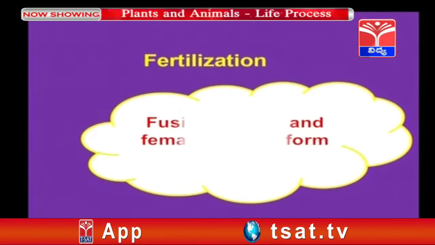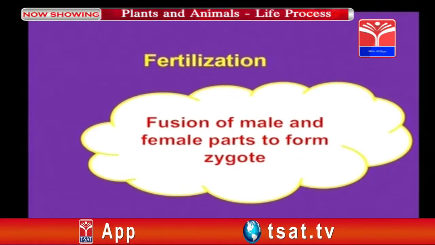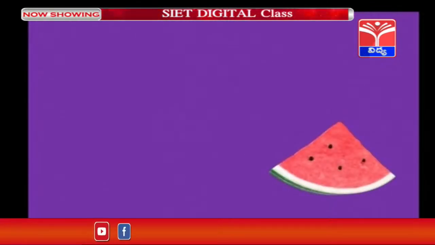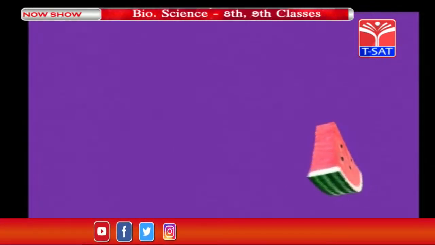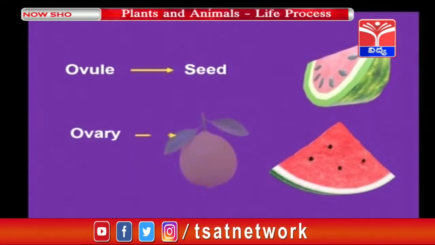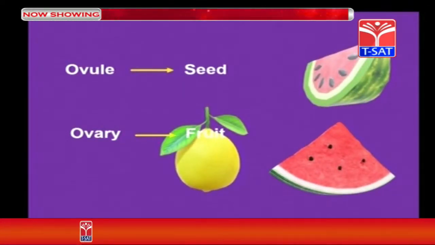Pollination results in fertilization. Fusion of male and female parts to form a zygote is known as fertilization. Then, how are fruits and seeds formed? The ovule changes into seed and the ovary changes into fruit.